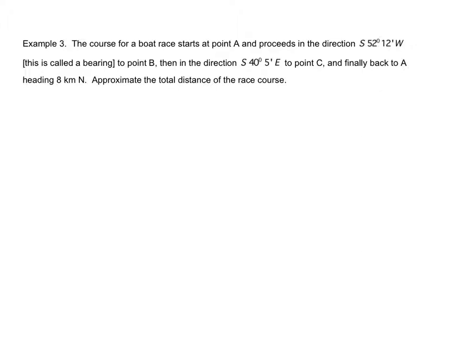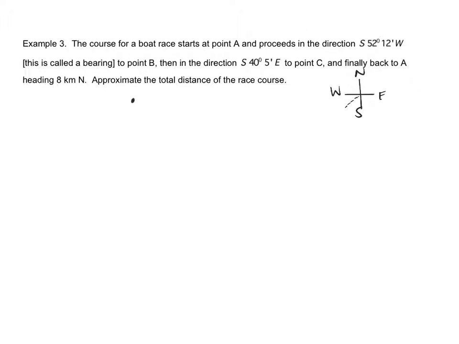In our next example, we're looking at the course for a boat race. It starts at point A, and it then proceeds in the direction 52 degrees south, 12 minutes west, which when we navigate, is called a bearing. And we're going to want to use a compass rose, which is our north, south, east, west diagram, to figure out what this looks like. So 52 degrees south and then 12 minutes west is going to be somewhere in this vicinity. So we're going to be going mostly southwesterly, but not directly southwest because it's not exactly 45 degrees.